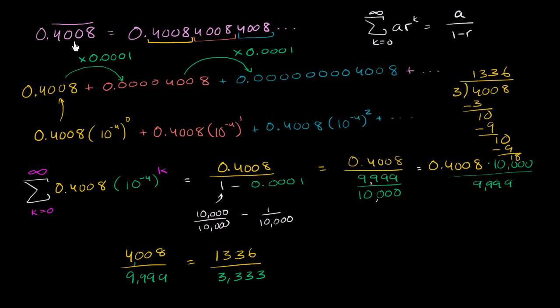This was pretty neat. We saw that a repeating decimal can be represented not just as an infinite series, but as an infinite geometric series. And then we were able to use the formula that we derived for the sum of an infinite geometric series to actually express it as a fraction.